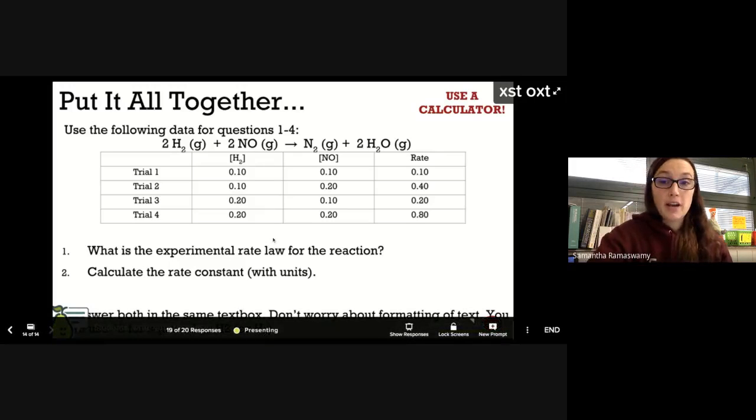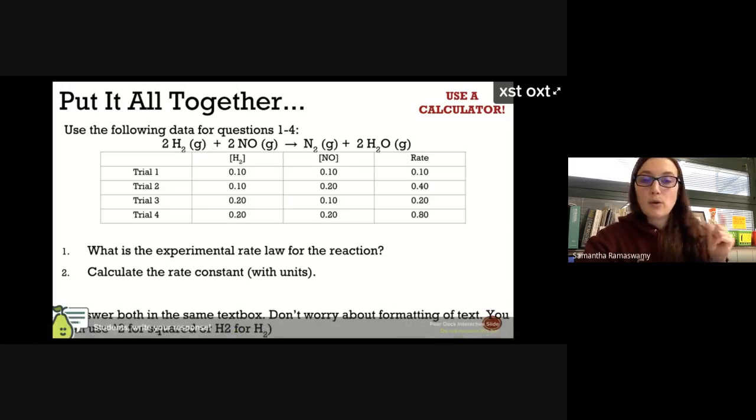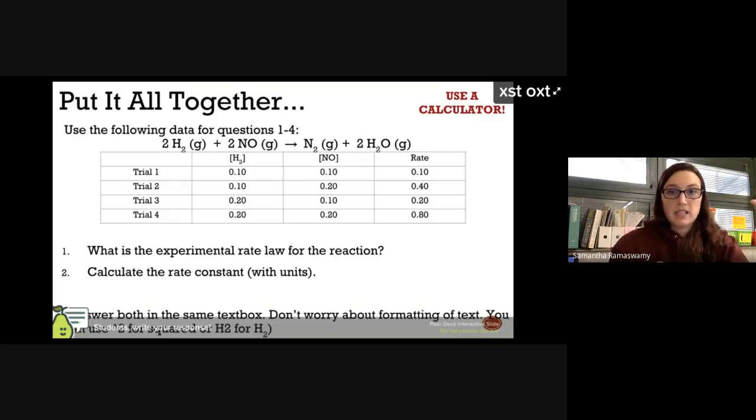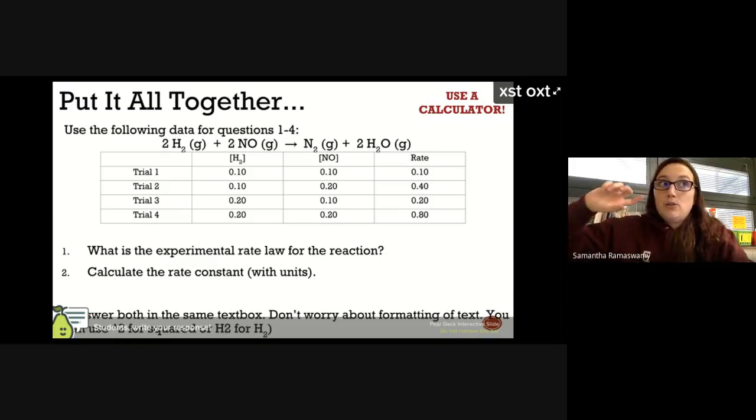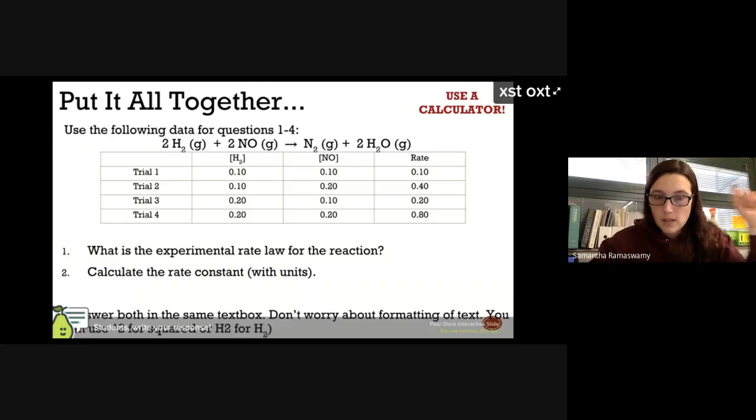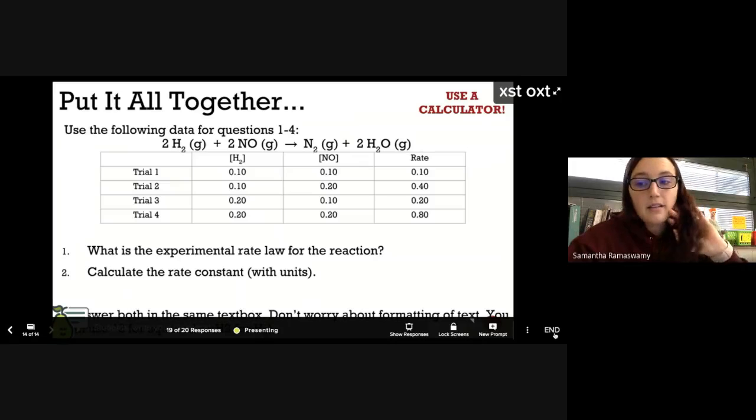If it doesn't change at all as I change concentration, that's zero order. If it's exactly proportional, so if I double and rate doubles, or if I triple and rate triples, that's first order. If whatever you do to the concentration, you do that squared to the rate, that's second order. So if I double the concentration and rate quadruples, that's second order. If I triple the concentration and the rate goes up 9 times, that's second order, because 3 squared is 9. So that's looking at rate laws, rate constants, all of that.